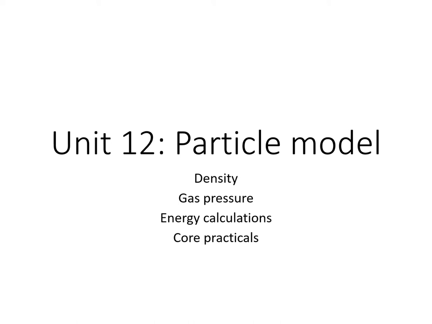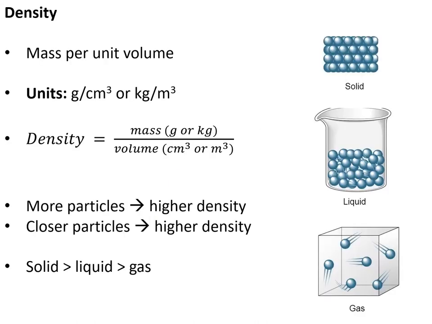Unit 12 is the particle model, which talks about density, gas pressure, energy calculations, and the core practicals. Density is the mass of a substance per unit volume. So often when we say that one material is heavier than another, what we really mean is that the material is more dense than another one.